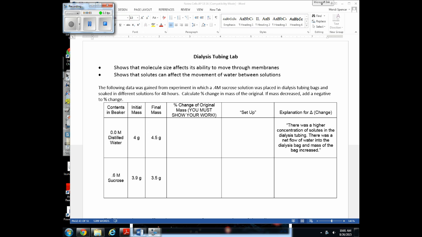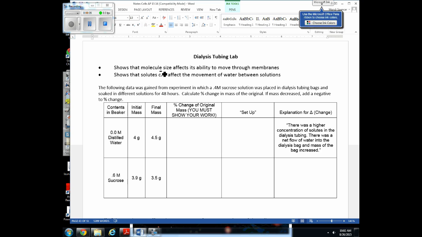On this page, we're going to talk about some concepts related to the dialysis tubing lab that you assembled. Remember, you were given starch and glucose, and you were asked to make two different solutions, one to go into dialysis tubing and then one to go into a beaker in which we're going to place that dialysis bag. Some concepts this lab addresses is how molecule size affects its ability to move through a membrane. Like dialysis tubing, it's a membrane.